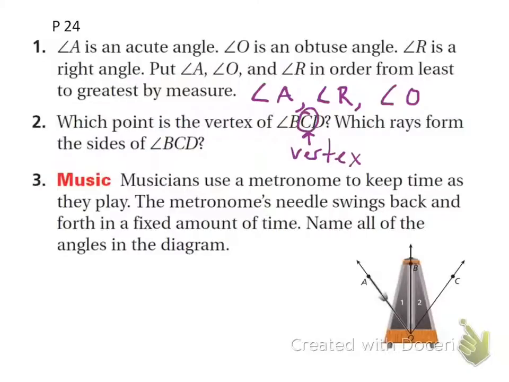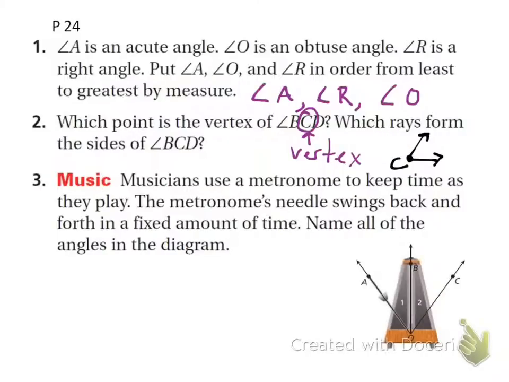Okay, number 2. The vertex we are asked to find. If you see an angle named angle BCD, the center letter is always the vertex, and so that point right there is the vertex of the angle. Right there.